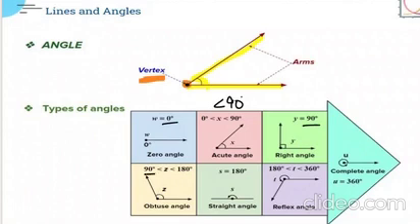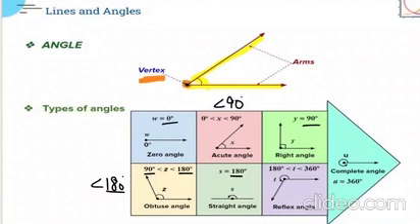It will be more than 90 but less than 180. So basically more than 90, less than 180 gives me an obtuse angle. Correct? Now, when an obtuse angle is made a straight line, I'll get a straight angle that is exactly 180. Now, reflex. Reflex angle means from the outside of the rays.